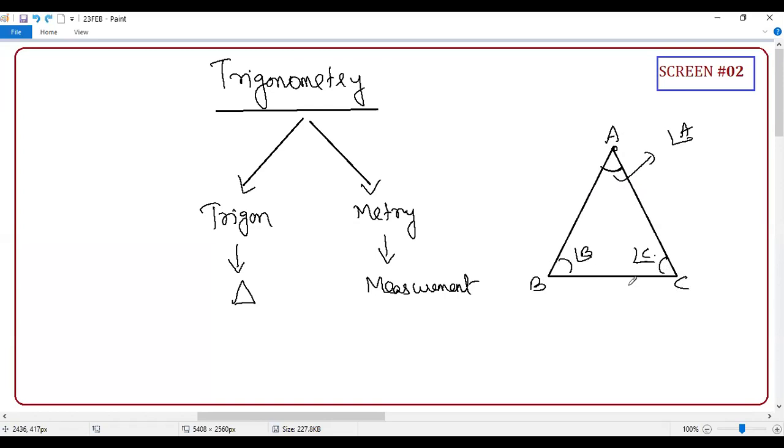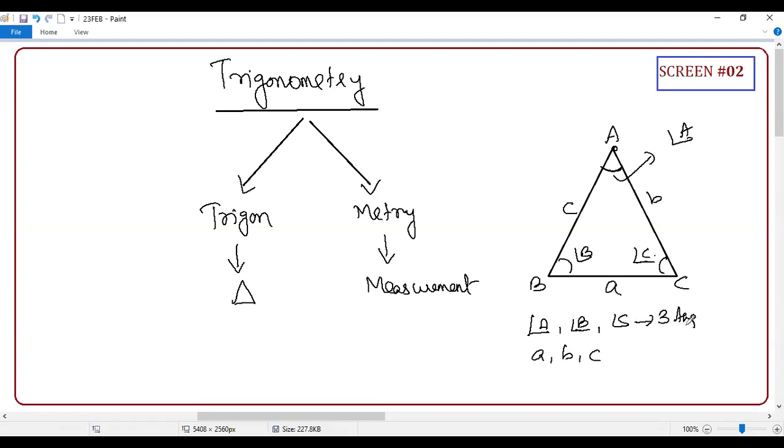Basically, how will they be named in general? We are going to learn a traditional rule. The side opposite to vertex A is denoted by small a, which is the length of BC. Similarly, opposite to B is small b, the length of AC. Opposite to C is small c, the length of AB. So we have angle A, angle B, angle C, and small a, small b, small c.